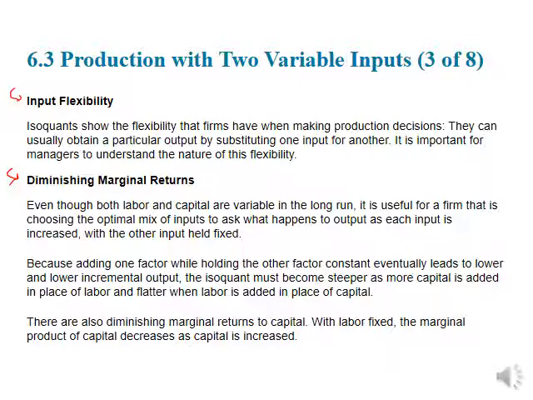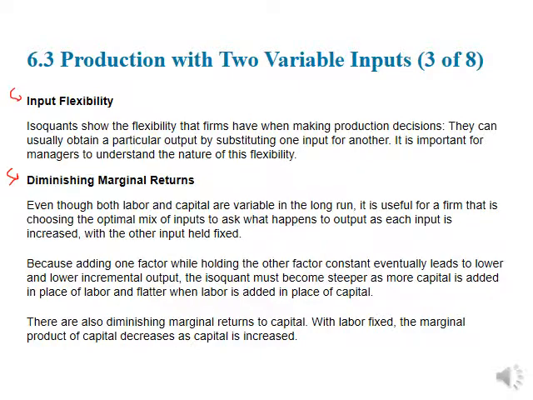Isoquants show us the flexibility that firms have when making production decisions, just the way indifference curves show us the flexibility that consumers have when making consumption decisions. Just like any number of chips and salsa can give you some level of utility, many different combinations of labor and capital can give you the same unit of output.